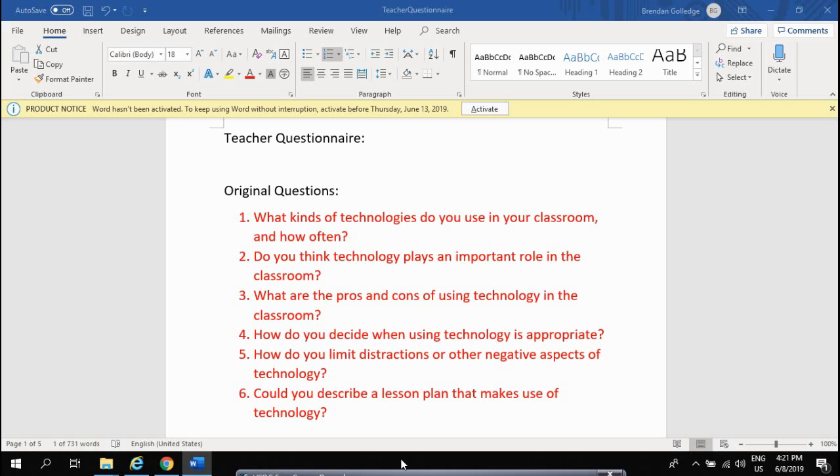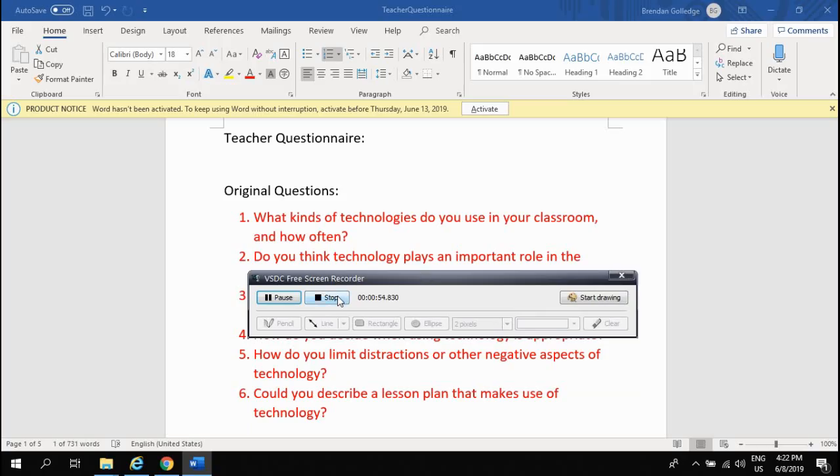How do you decide when using technology is appropriate? How do you limit distractions or other negative aspects of technology? Could you describe a lesson plan that makes use of technology? Now, this is what I was planning on asking them from the beginning, but in the 2 interviews I did, they both kind of answered 1 or 2 of the later questions before I got to it. I didn't ask the later questions. So now I will get on with the actual summary.